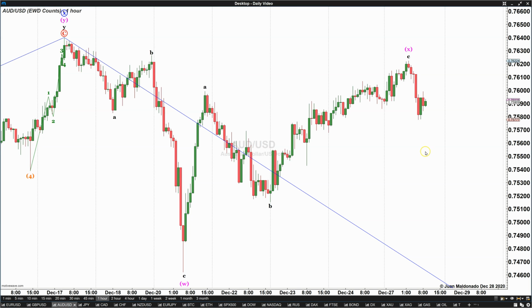But on the live markets, here we have the Aussie dollar. On the Aussie dollar, price already went down, and I believe this is the wave 1. And we are now building wave 2.